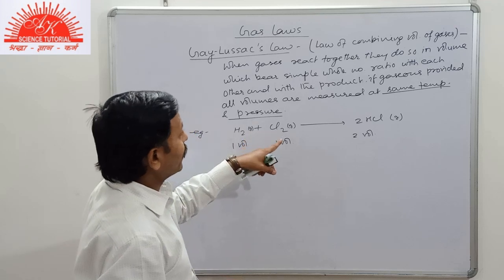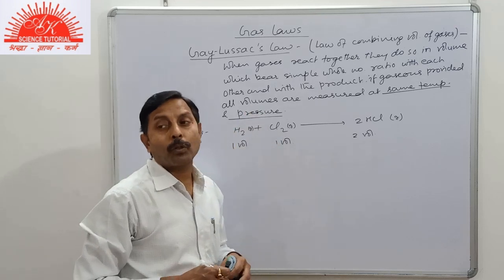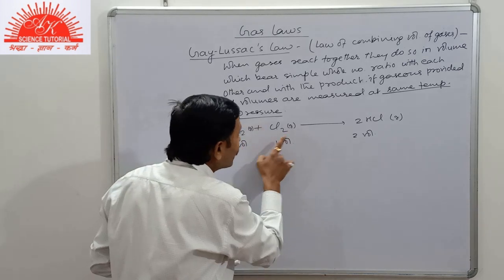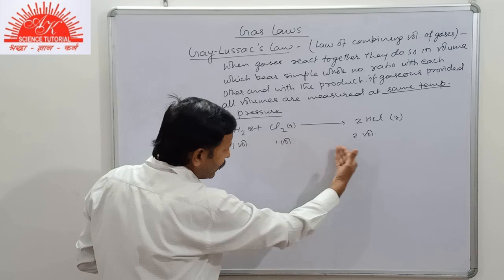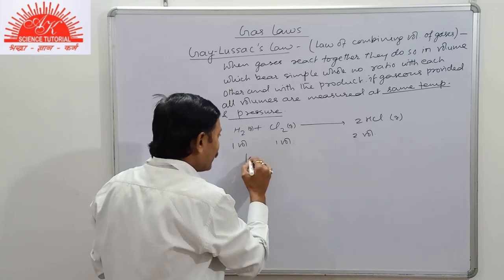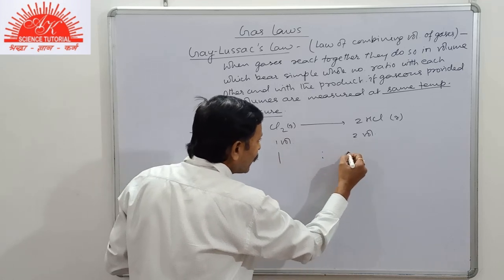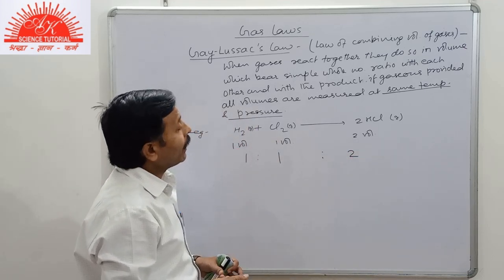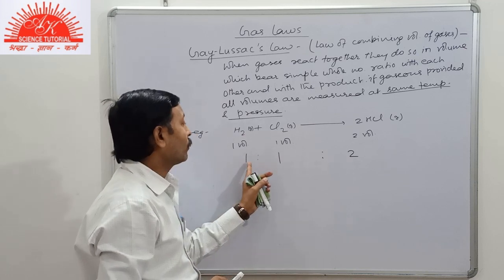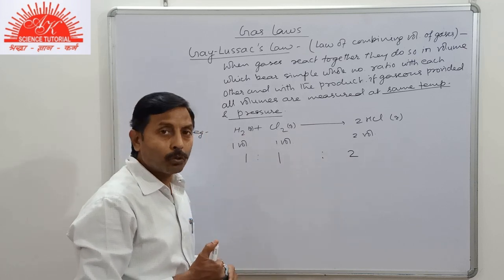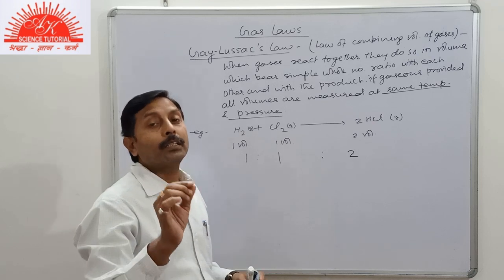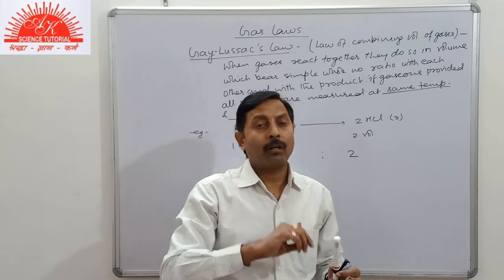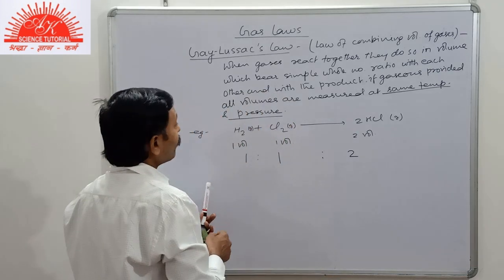So if there is a gaseous reaction, and the volumes of the reactants and products are used in the reaction, then first of all we will write it like this. You can easily see here that there is a simple ratio between them. That is, hydrogen, chlorine and hydrogen chloride are in the ratio of 1:1:2. Now again remember, it is the volume ratio. Clear, students?